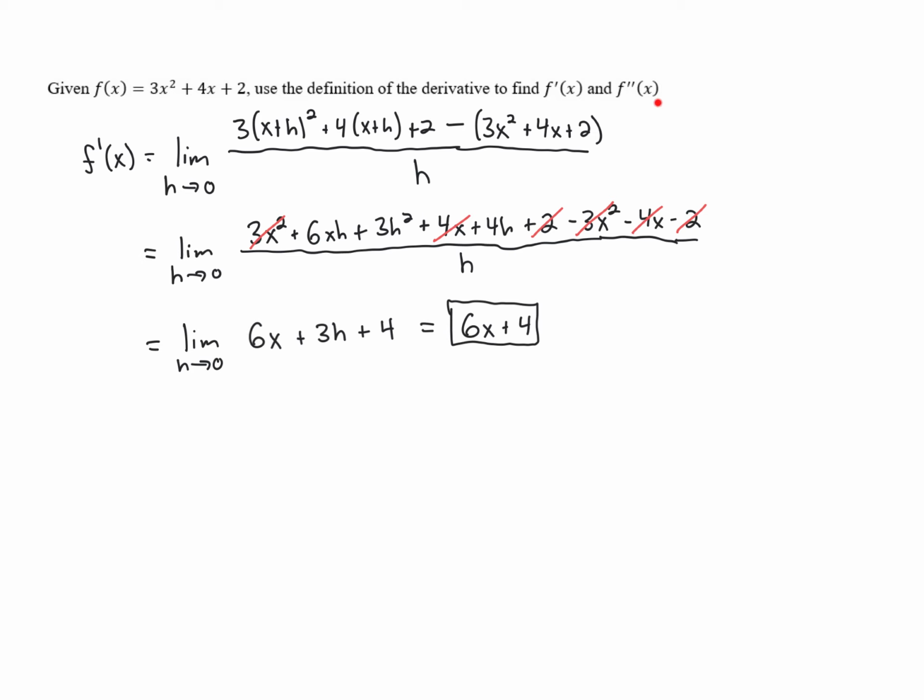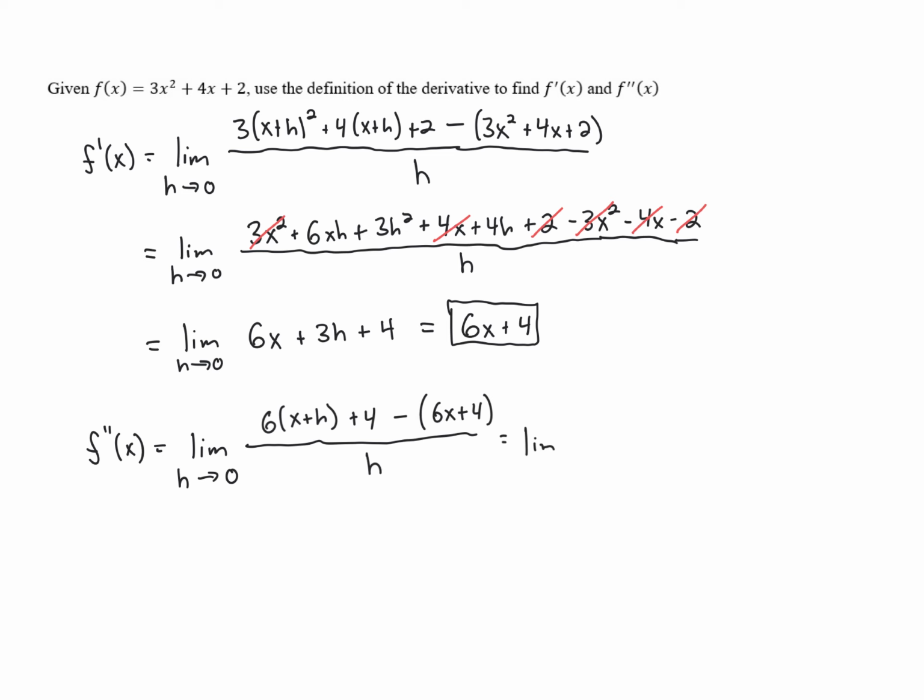We were asked to also find the second derivative, so we need to differentiate this function. So for the second derivative, it's going to be the same limit definition, but instead of inputting our original function, we're going to input the derivative 6x plus 4. So if we evaluate that at x plus h, that's going to be 6 times x plus h plus 4 minus f of x, which is 6x plus 4. Well, minus f prime of x, because we're taking the derivative of the derivative. All right, all over h.